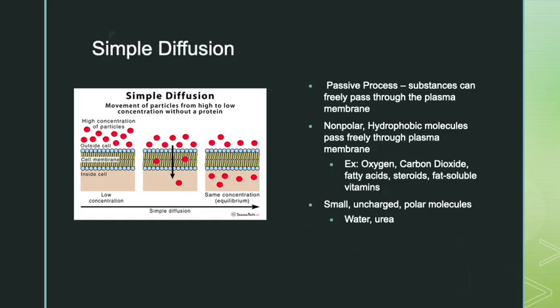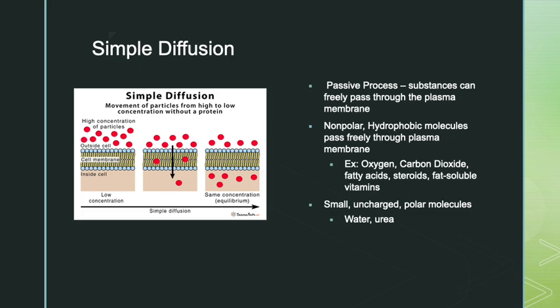So let's look at simple diffusion. Simple diffusion is the passive movement of things from high concentration to low concentration across that cell membrane. This involves nonpolar hydrophobic molecules most of the time because, again, they need to get through that phospholipid bilayer and those fatty acid tails. So things like our gases, oxygen and carbon dioxide, can do this. Anything that has a component of a fatty acid, a steroid, or fat-soluble vitamins are going to be able to do this. And things that are small and uncharged, like water and urea, will also be able to do this.